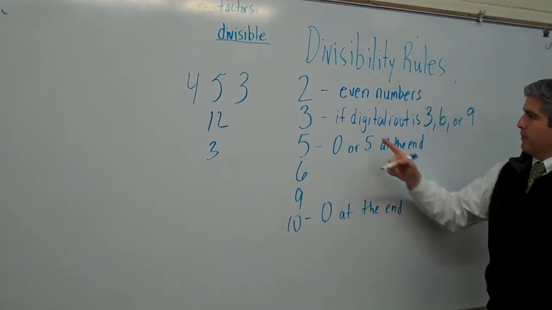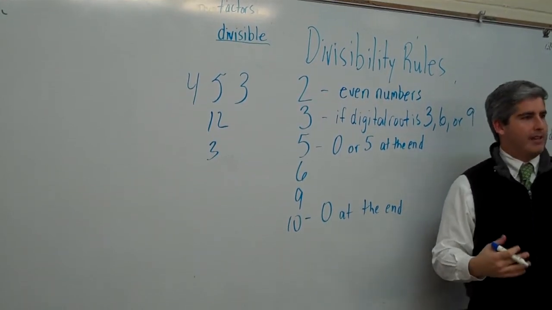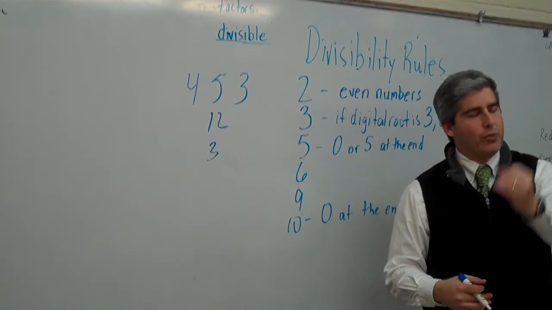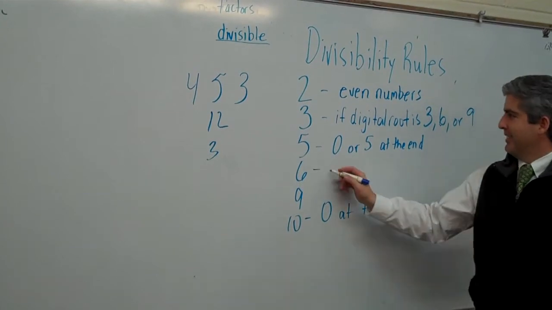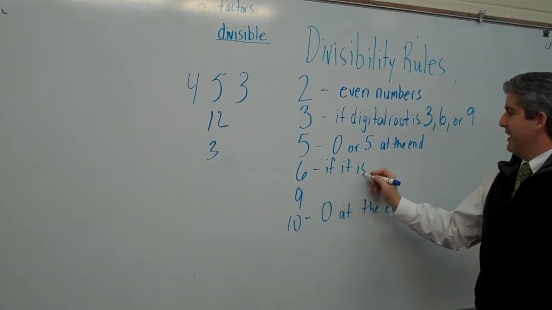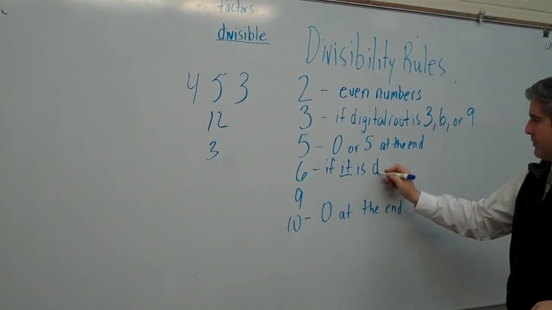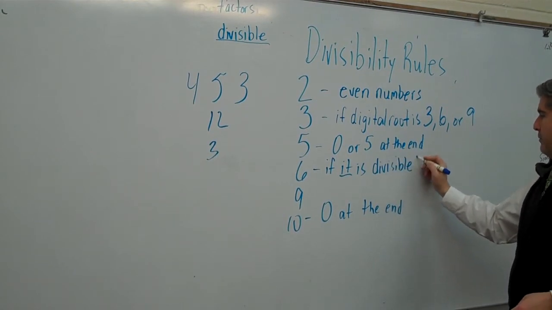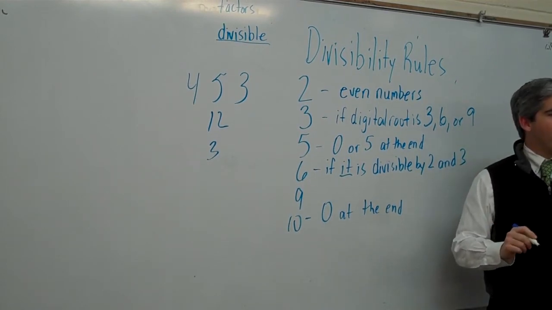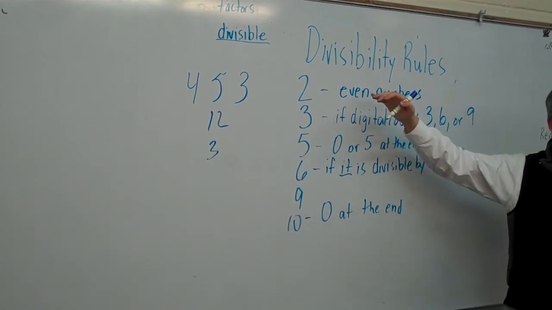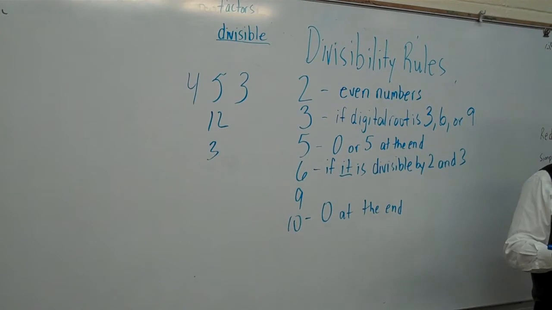Okay? So all you have to do to figure out if it's divisible by 3 is find the digital root. If it's 3, 6, or 9, then 3 is a factor. Now 6 is pretty easy. If it, and when I say it, I mean the number you're worrying about, is divisible by 2 and 3. So basically, if the number is even and it has a digital root of 3, 6, or 9, then it's divisible by 6.